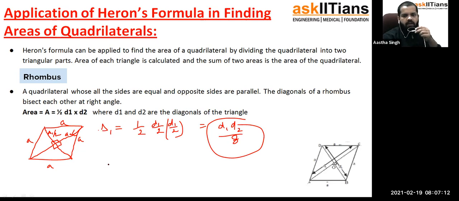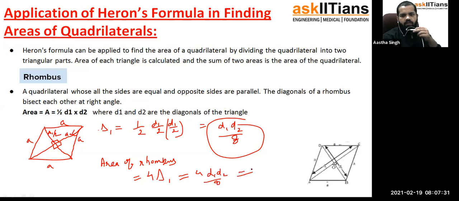But the area of a rhombus is formed by four such triangles. Area of rhombus is equal to 4 times triangle 1. So it is basically 4 into D1 D2 by 8, which becomes half of D1 D2, right? So the area of a rhombus is half D1 D2, where D1 and D2 are your diagonals. Okay, I think the point is clear.